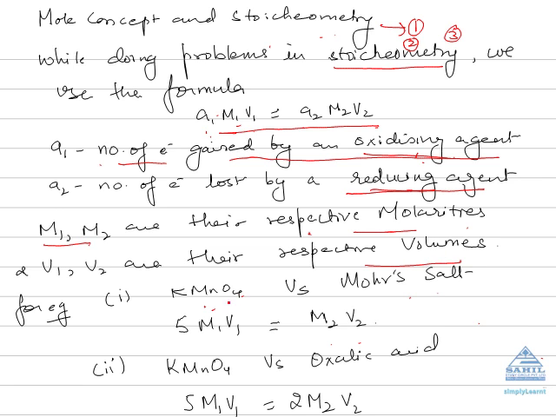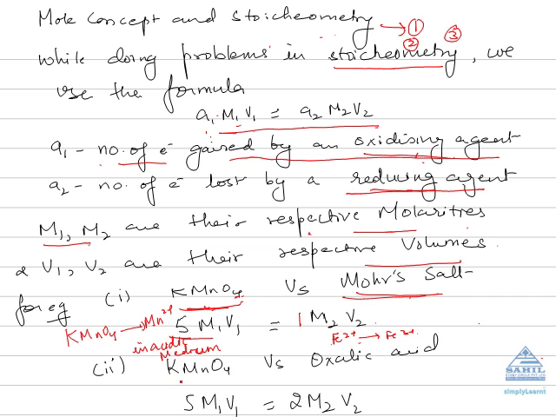Now, for example, if we titrate KMnO4 versus Mohr salt. In this case, the number of electrons gained by KMnO4 is 5 because the KMnO4 gets converted into Mn2+ in an acidic medium. The number of electrons lost by Mohr salt is 1 as Fe2+ gets converted into Fe3+.